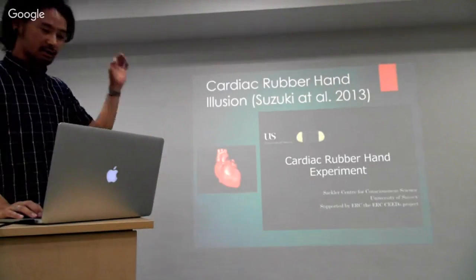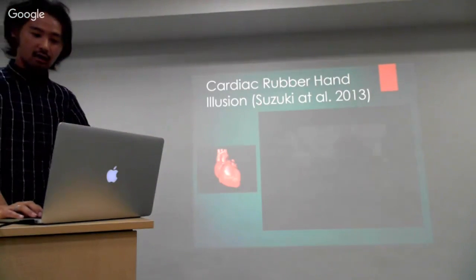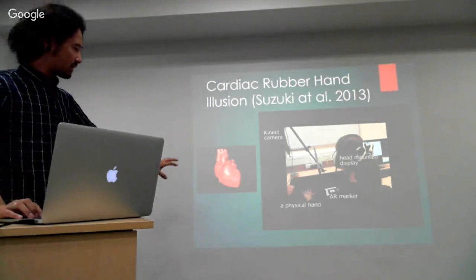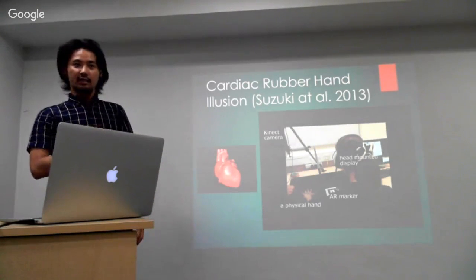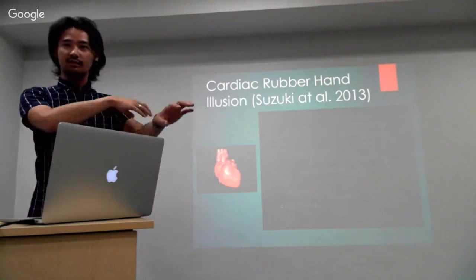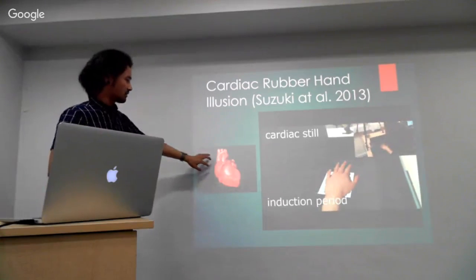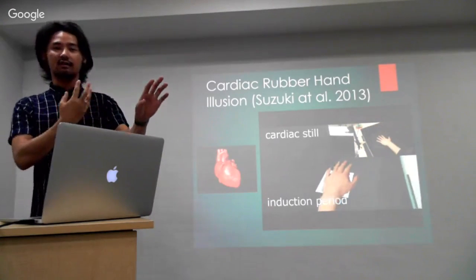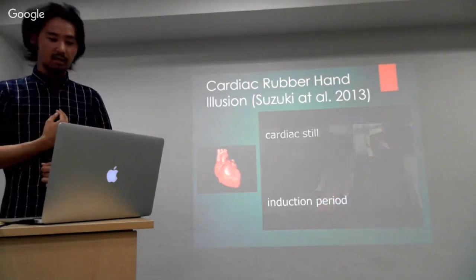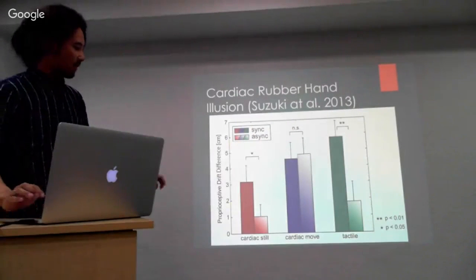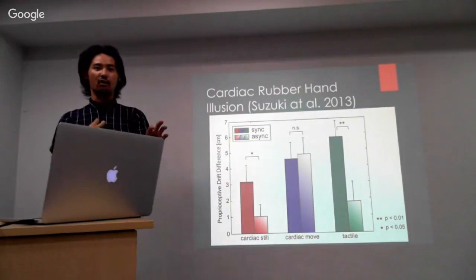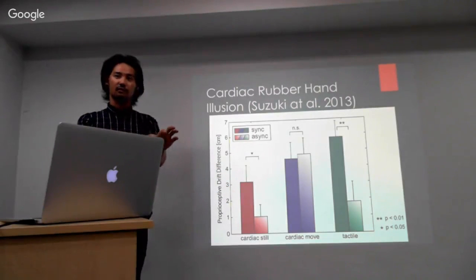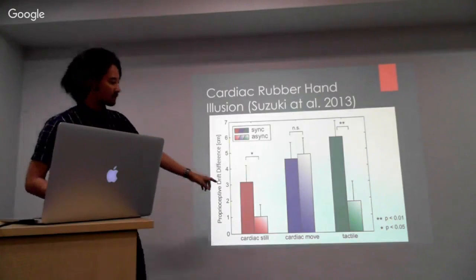Along this line of study, we studied the rubber hand illusion in a slightly different version. We basically focus on the signal from within your body, not the external signal. This time we used the heartbeat signal to flash your fake hand in sync or out of sync with your heartbeat. And we found when you watch your hand flashing according to your heartbeat, people feel stronger ownership. You start feeling this fake hand as your own.